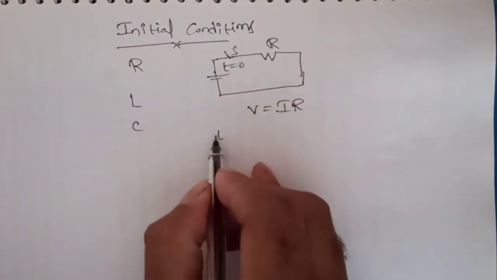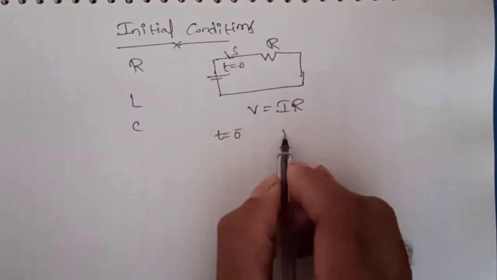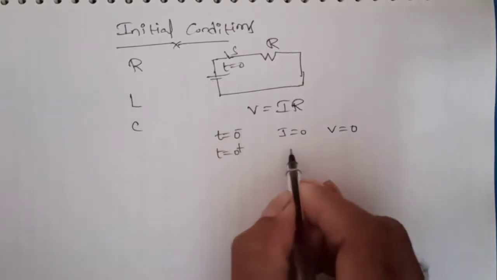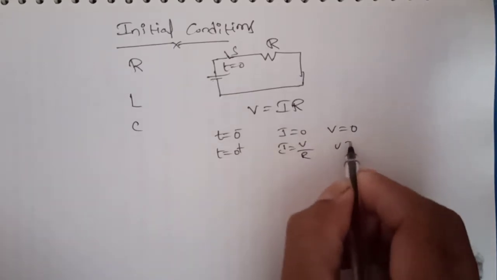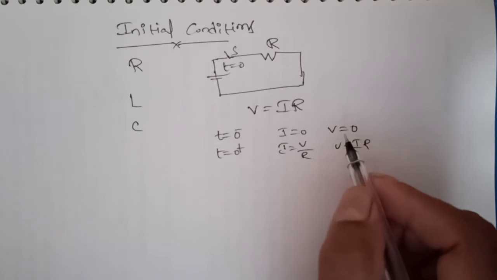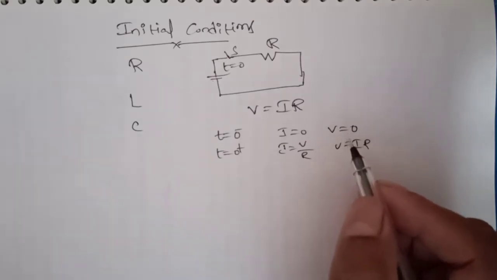So before switching, closing at t equal to 0, the I equal to 0, the voltage V equal to 0. After immediately closing the switch, at t equal to 0 plus, we will get some I equal to V by R, that is V equal to I into R. So it's not a storage element, that's why the current changes instantaneously.